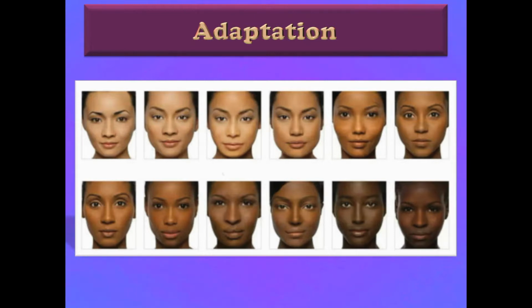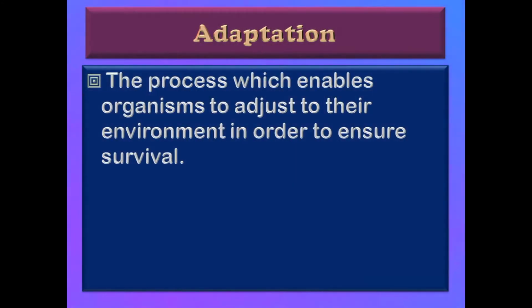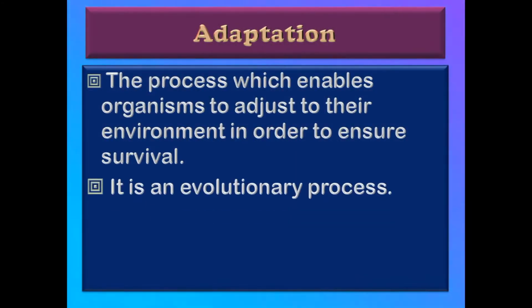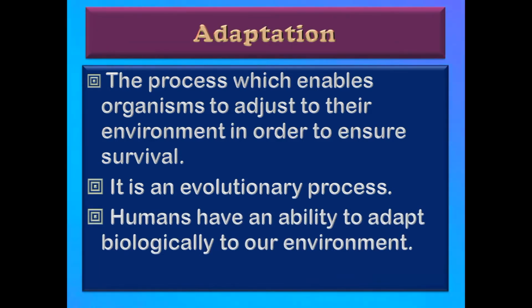Races among mankind are only cultural. Biologically, all men are of the same race. Studies in genetics become meaningful only when one attains an awareness to consider all men equal without any racial discrimination. So, adaptation is the process which enables organisms to adjust to their environment in order to ensure survival. It is an evolutionary process. Humans have an ability to adapt biologically to our environment.